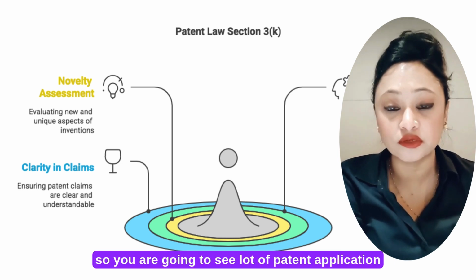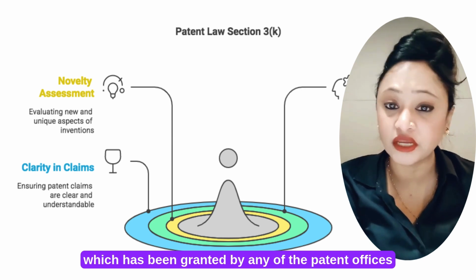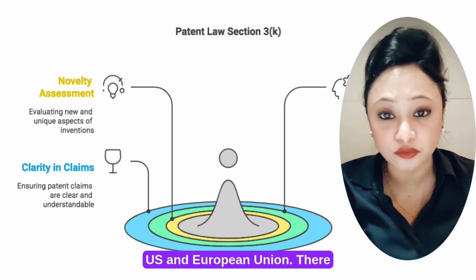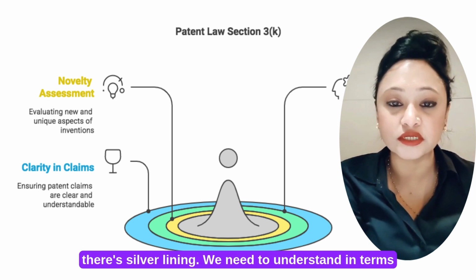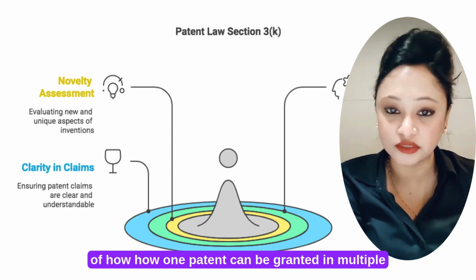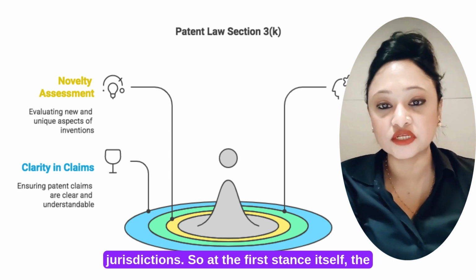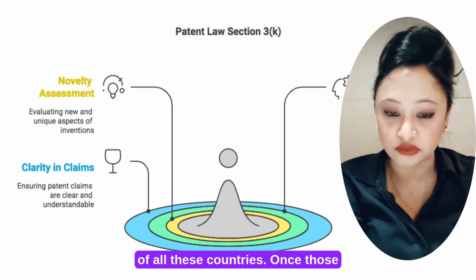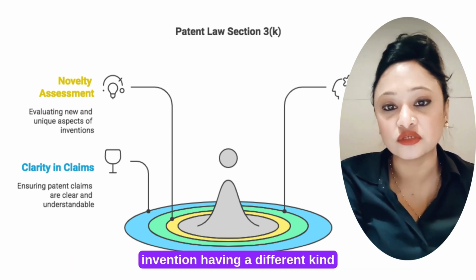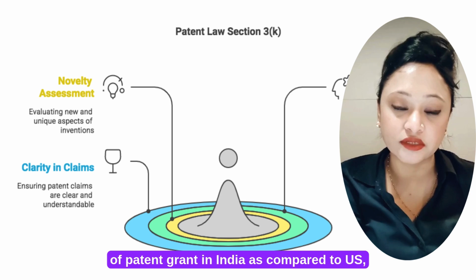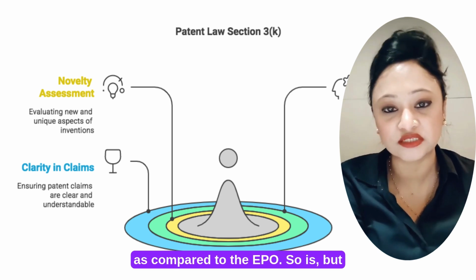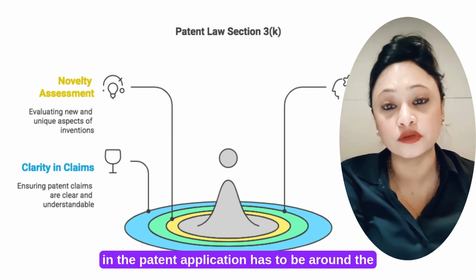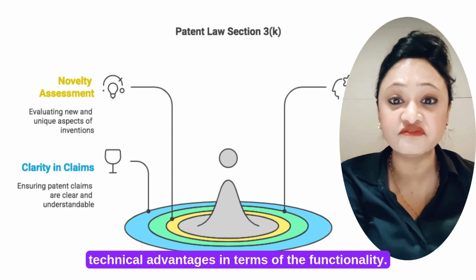You are going to see a lot of patent applications which have been granted by various patent offices when you compare India, US and the European Union. There's a silver lining we need to understand in terms of how one patent can be granted in multiple jurisdictions. At the first instance itself, the patent application has to be written with the guidelines of all these countries. A similar invention can have a different kind of patent grant in India as compared to the US and the EPO. The emphasis in the patent application has to be on the technical advantages in terms of the functionality.